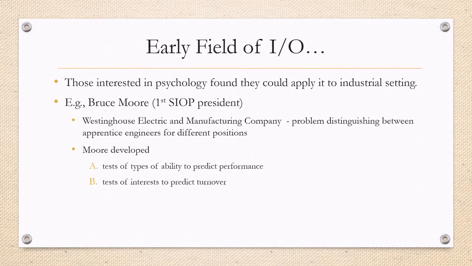He found that those who were higher on a social ability tended to perform better in sales jobs, whereas those who had a higher ability intellectually performed better in the design jobs. He later came up with a test of interests, and the idea behind it was that those who had an interest in, say, investigative work would be more likely to stay in jobs that had that kind of task. He found both of his tests to validly predict performance.